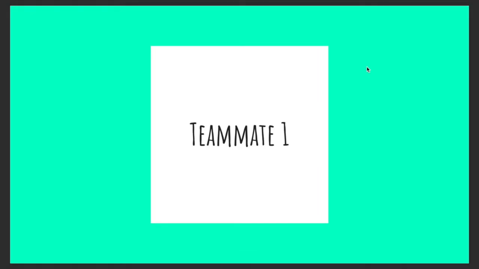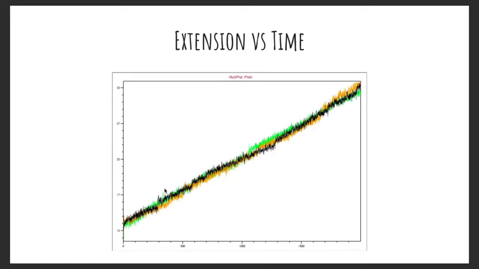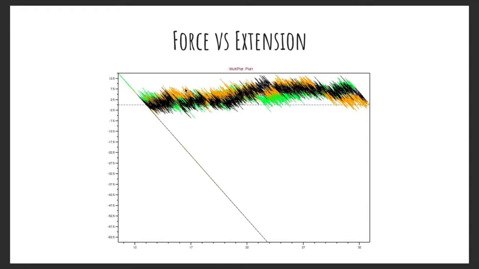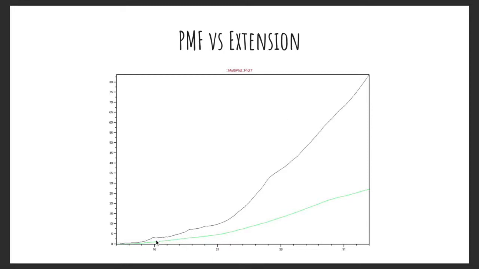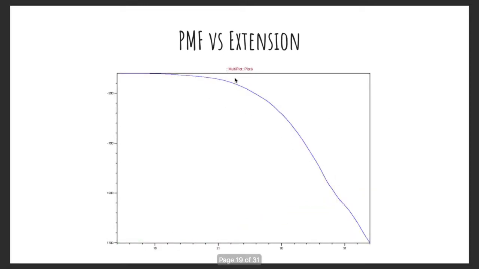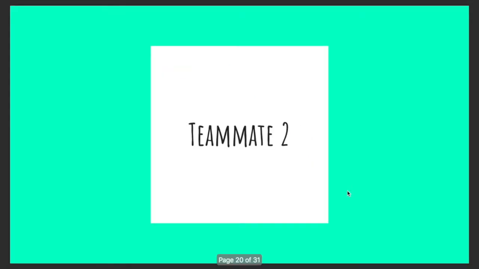So for the first teammate, this is the extension versus time graph that he had found. This is the force versus the extension graph in his case, and if you notice carefully, in mine it was somewhere at the bottom while his is entirely at the top. Then as we can see over here, this is the Fx, this is the F1. Here again the F2 is going below the axis.